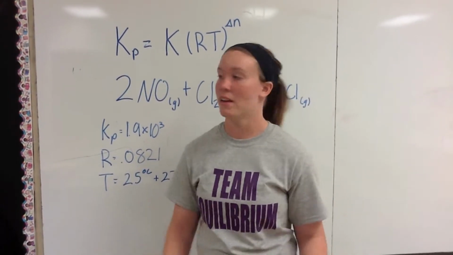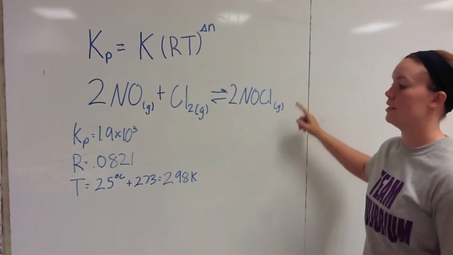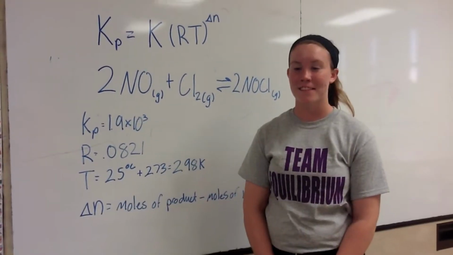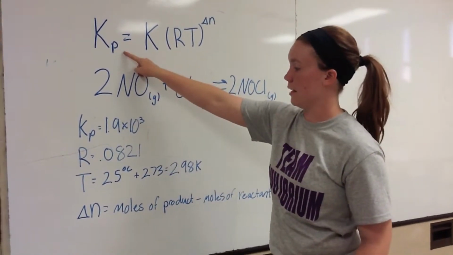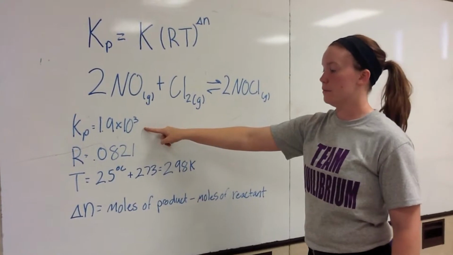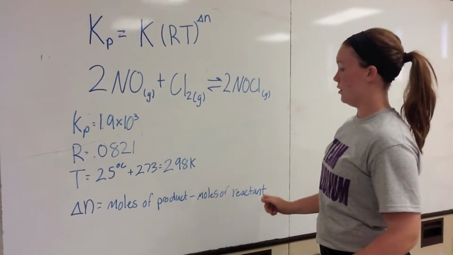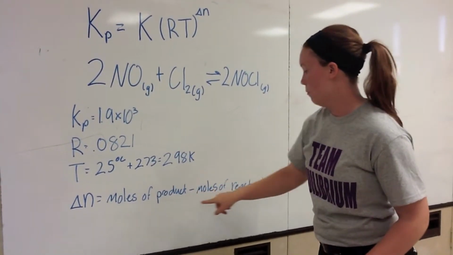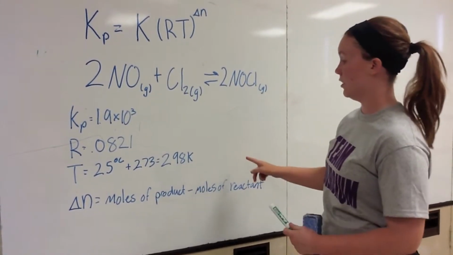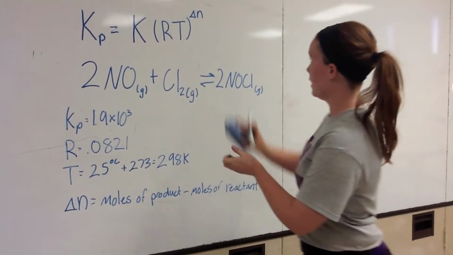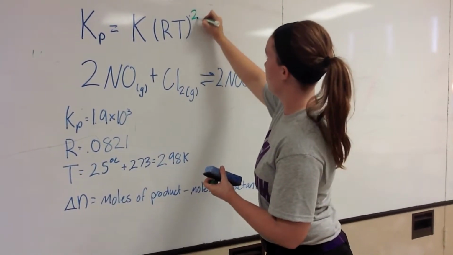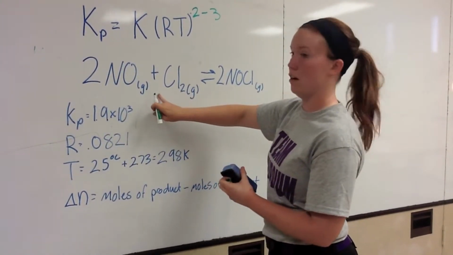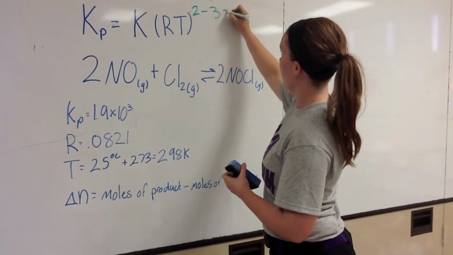Let's do an example. Here, we have a reaction that has taken place at 25 degrees Celsius, or 298 kelvins. This reaction also has a Kp of 1.9 times 10 to the third. The change in the number of moles, delta N, is the number of moles of product minus the number of moles of reactant. So in this case, delta N would equal 2 minus 3, because there are 2 moles of NO2 and 1 mole of Cl2, or -1.